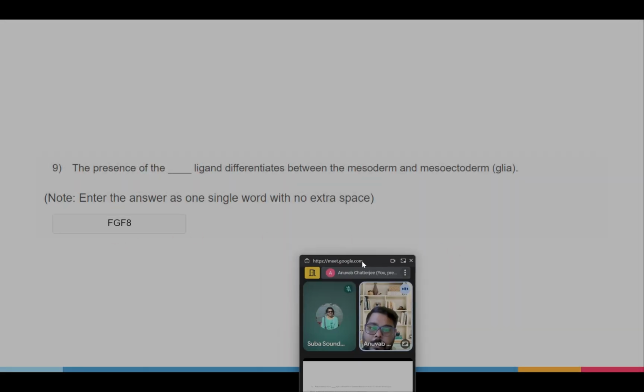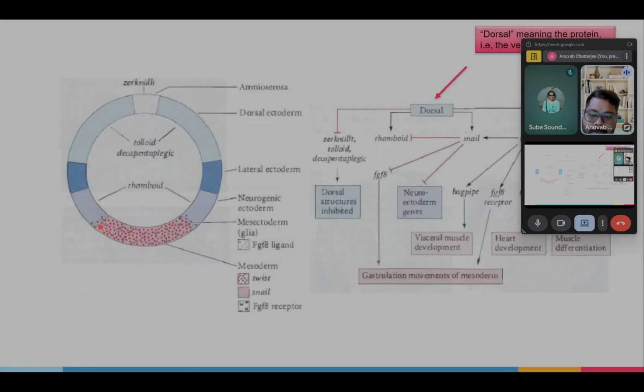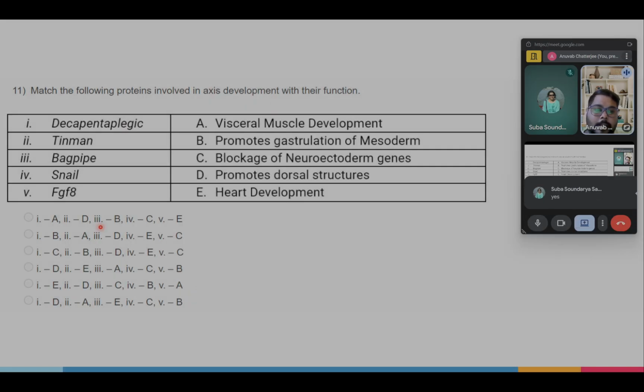So here the question that was asked was: presence of what ligand differentiates between the mesoderm and the mesoectoderm? It is the FGF8 ligand, just coming from this particular chart. Okay, so this I think is the last question for today. Match the following proteins involved in axis development and their function. DPP, Tinman, Bagpipe, Snail, and FGF8.